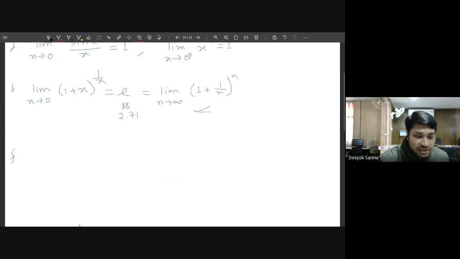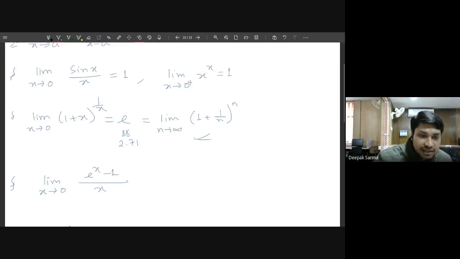Now using e, we can consider another function, that is (e to the power x minus 1) by x. If you consider this one, if you put the value of e, then if you take x tends to 0, that value is 1. This one is important.